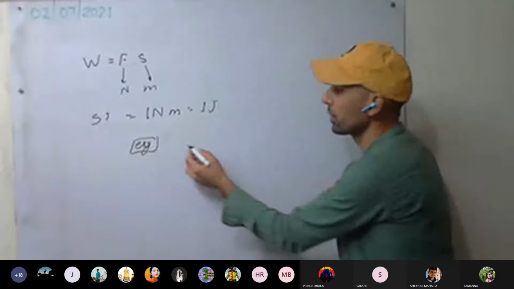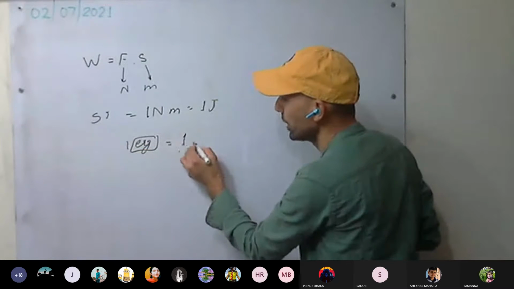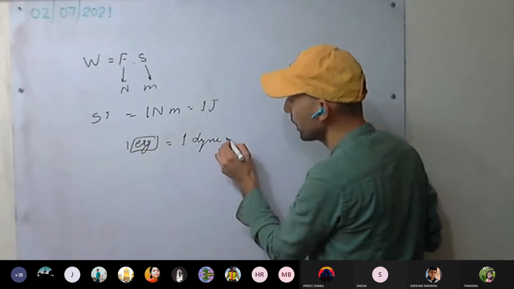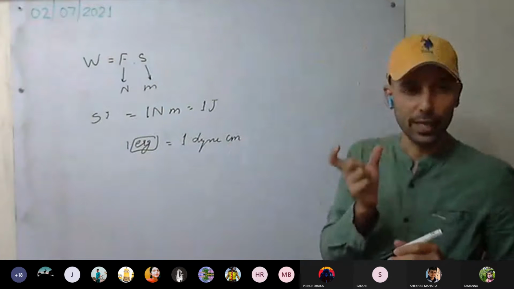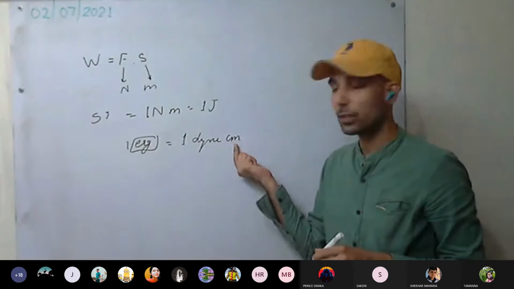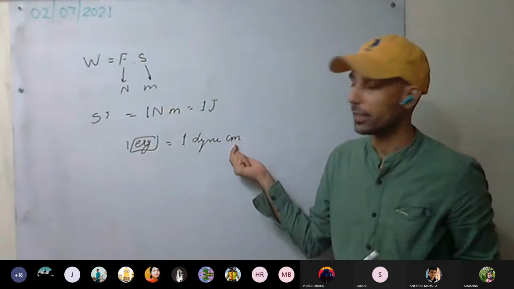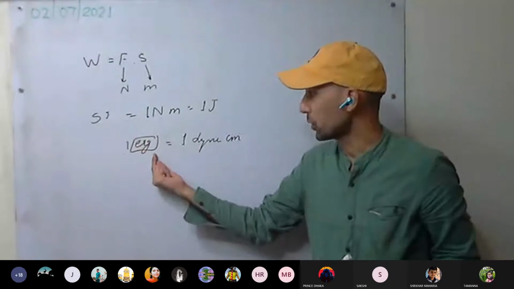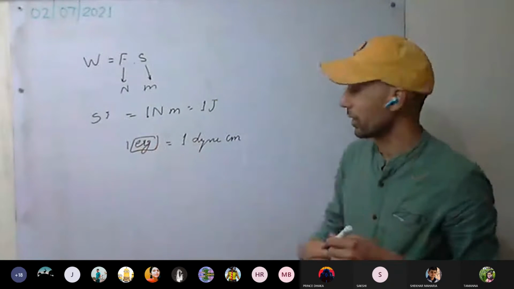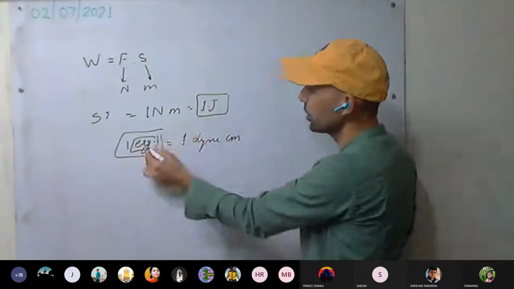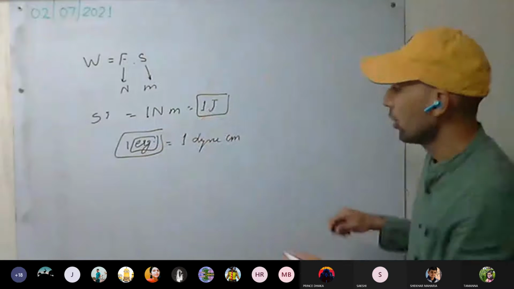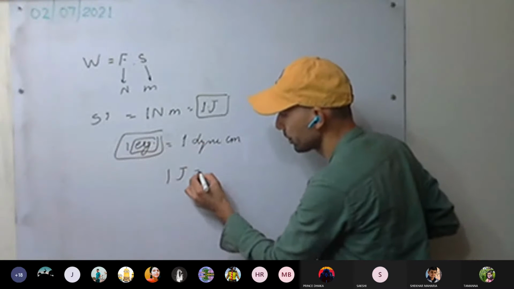Okay, 1 erg equals 1 dyne centimeter. When a force of 1 dyne is applied and the body gets displaced by 1 centimeter, the amount of work done is said to be 1 erg. Now we'll find the relation between joule and erg.